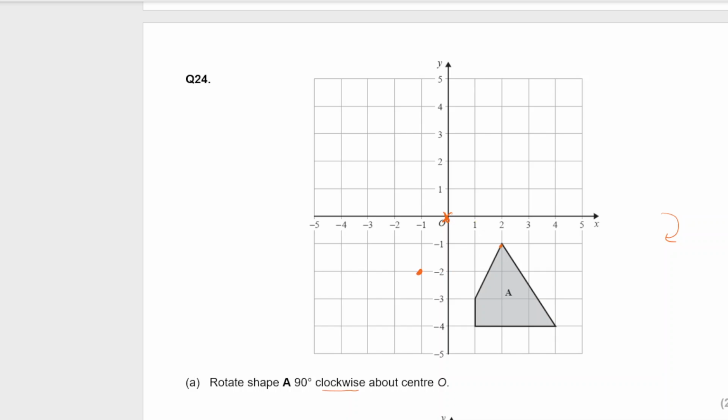And I could do that for each point. So that's 1 to the right and 3 down. So it would go 1 down, 3 to the left. So there. And then if I carry on with that pattern, so that's going to be my shape.